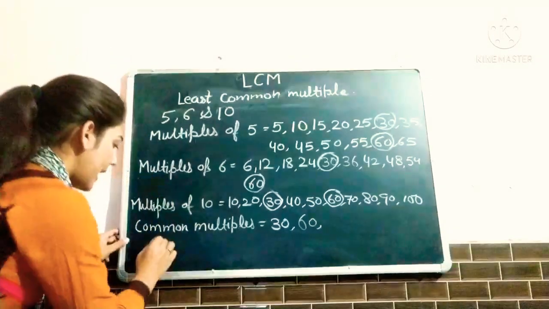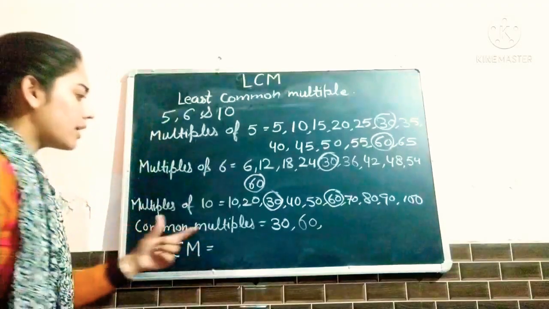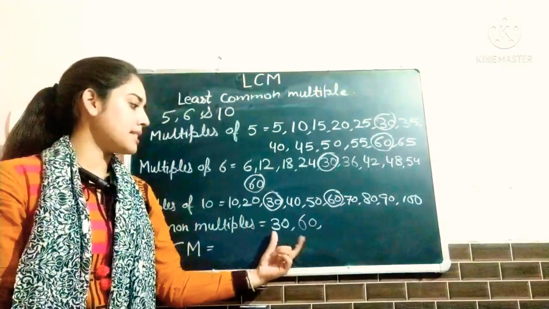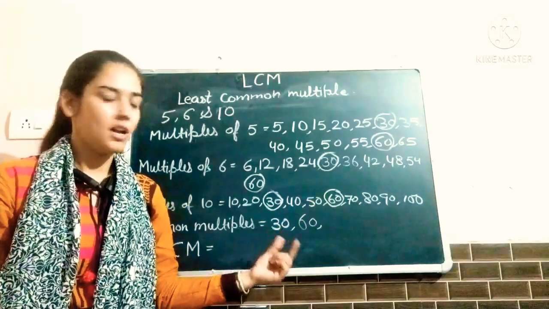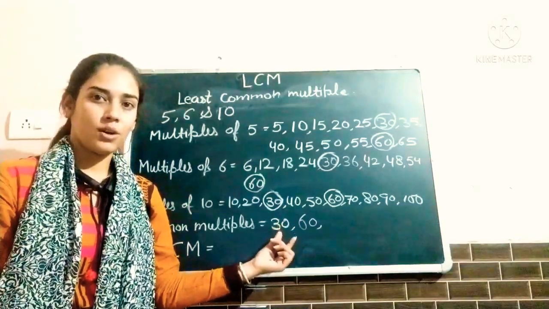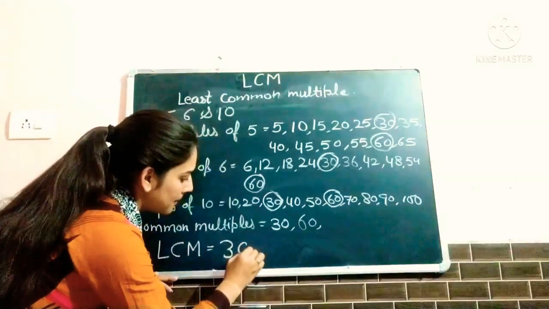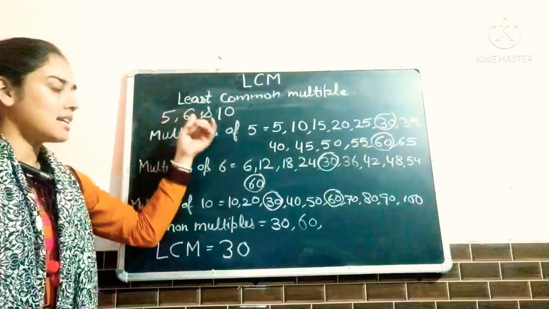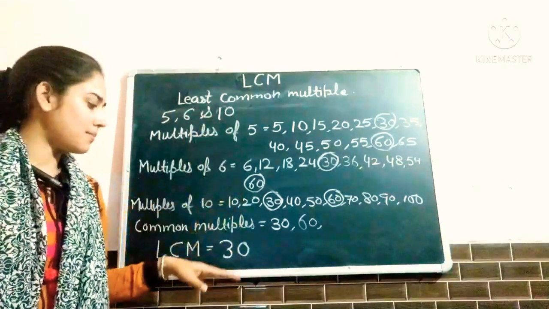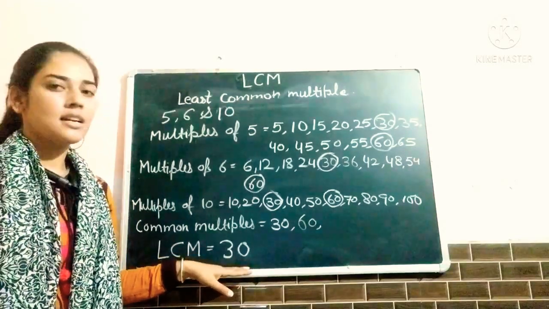Okay, now LCM, here the LCM is least common multiple. Now look here in these common multiples 30 and 60, which one is the least? Least means small. So 30 is the least. Okay, least common multiple. So it means the LCM is 30. So among 5, 6 and 10, the least common multiple is 30. The LCM of 5, 6 and 10 is 30.